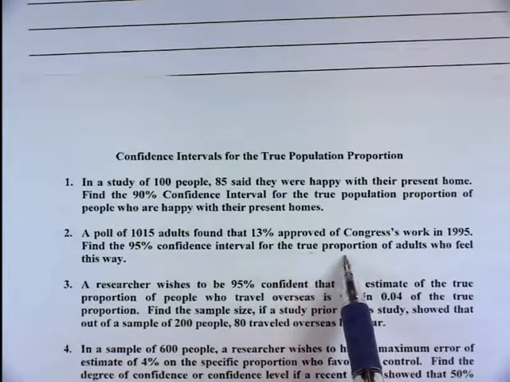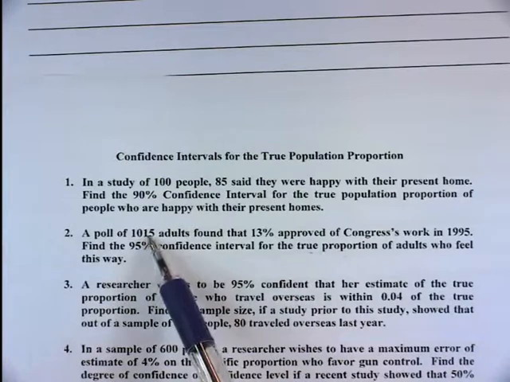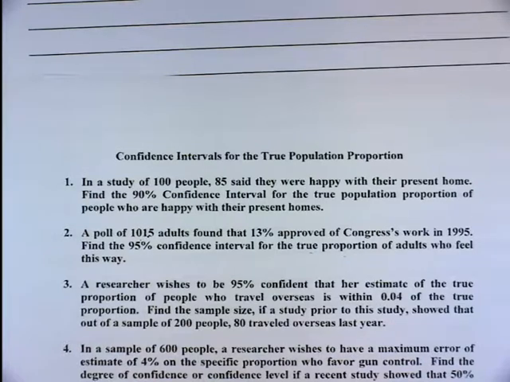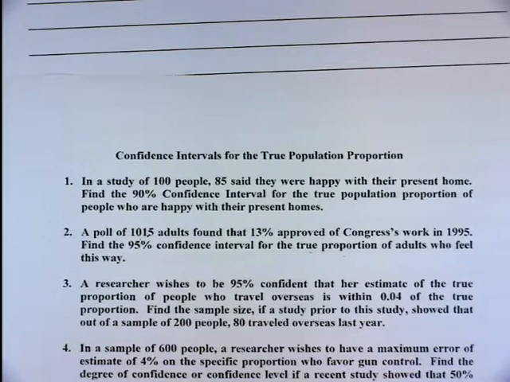True proportion. A poll of 1,015, that's your sample size, found that 13% of the 1,015 approved of Congress's work in 1995. Find the 95% confidence interval for the true proportion of people who feel this way. With this particular problem, I am going to write down what they give you by hand. And this is problem number 2.